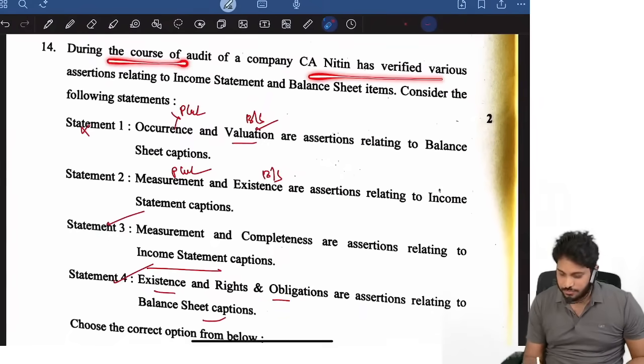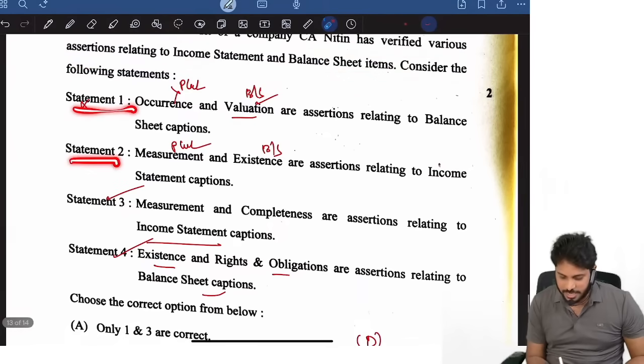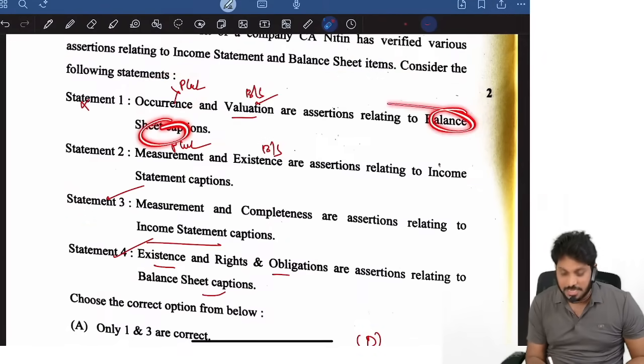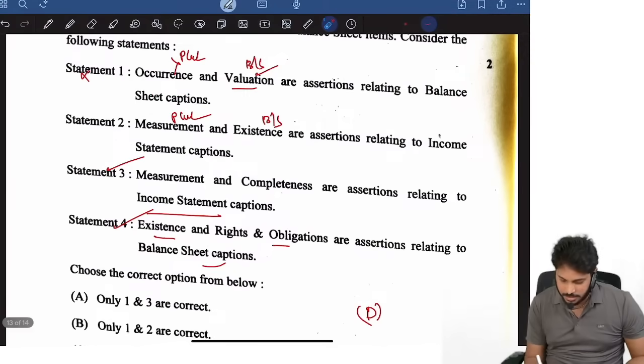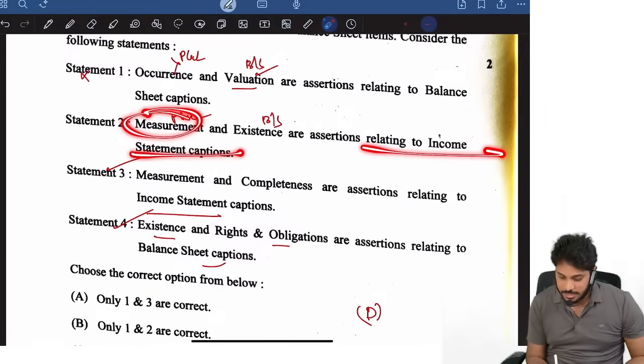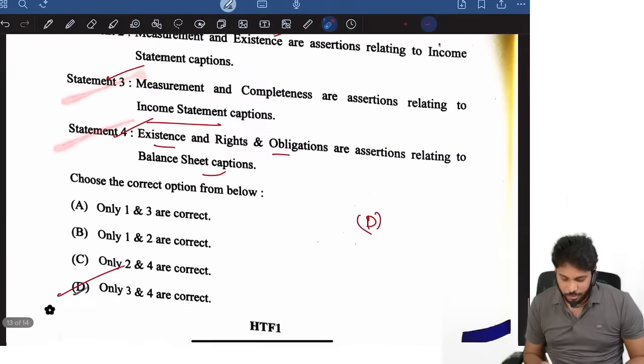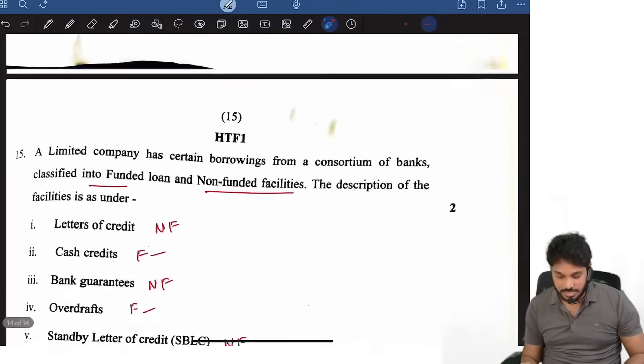Now, during the course of audit, he verified so and so. Here they gave statement 2, statement 3, statement 4. This is P&L, but they said balance sheet, so wrong. Measurement is P&L. They said existence is balance sheet. They said income statement, whereas statement 3 and statement 4 are right. Therefore, the answer is 3 and 4, which is correct.